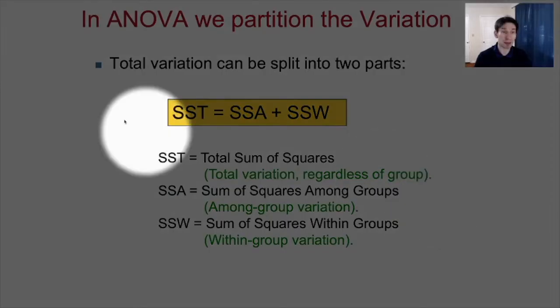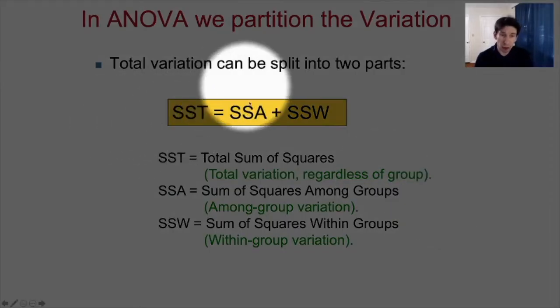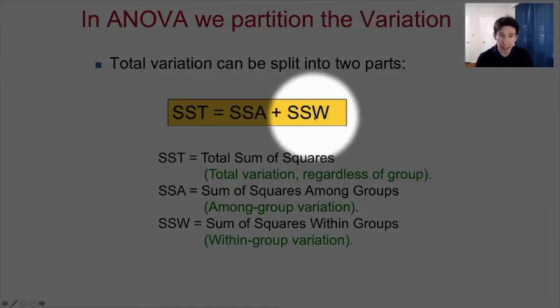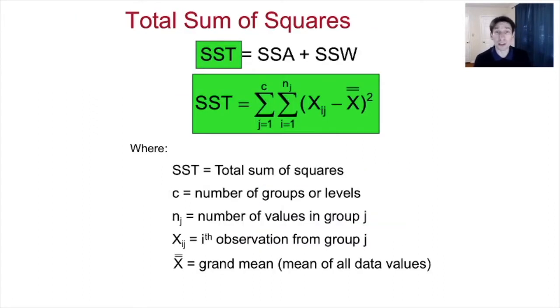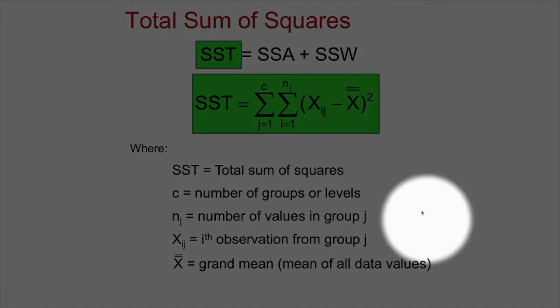And so this means that SST is equal to SSA plus SSW, where again, it's the total sum of squares, the among sum of squares, and the within sum of squares. Okay, so let's tackle them one at a time. What is the sum of square totals? Well, we're going to introduce a little bit of notation here.